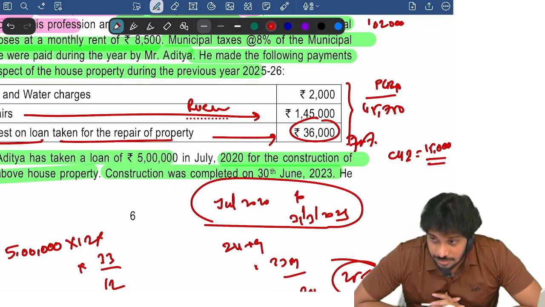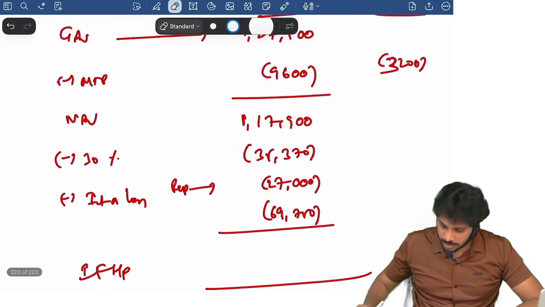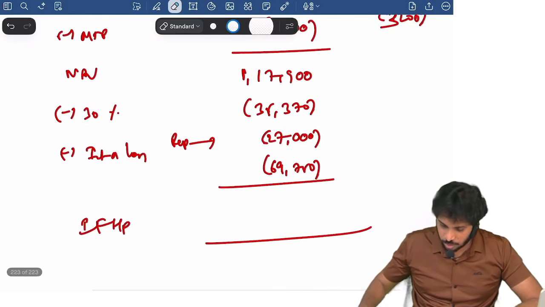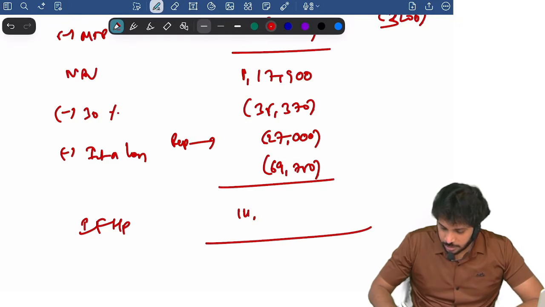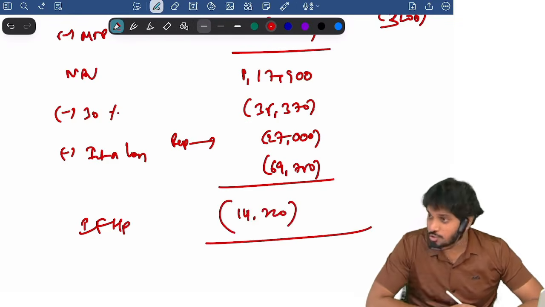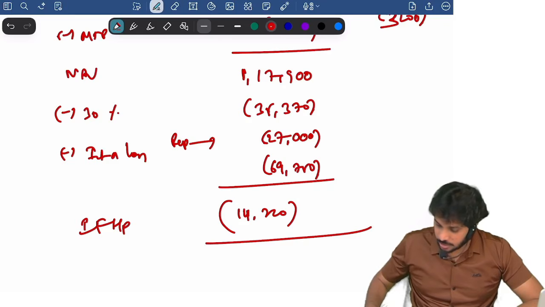Until now, first I will close the head of income, house property. Okay. 1,17,900 minus 35,370 minus 27,000 repair loan, minus 69,750 housing borrowed loan. How much is the answer? Sorry, 14,220 loss from house property. Understood? It's a loss. Correct? 1,17,900 minus 35,370 minus 27,000 minus 69,750, 14,220 loss.